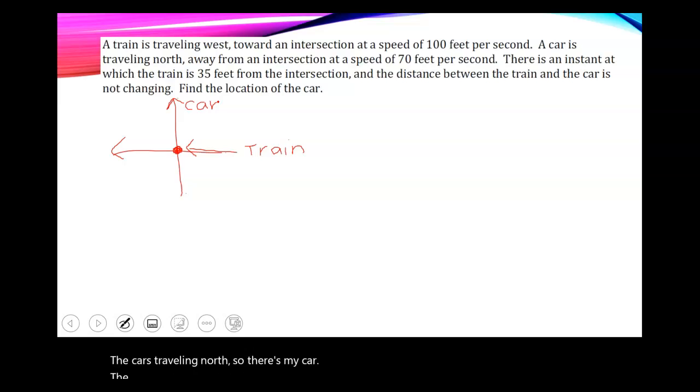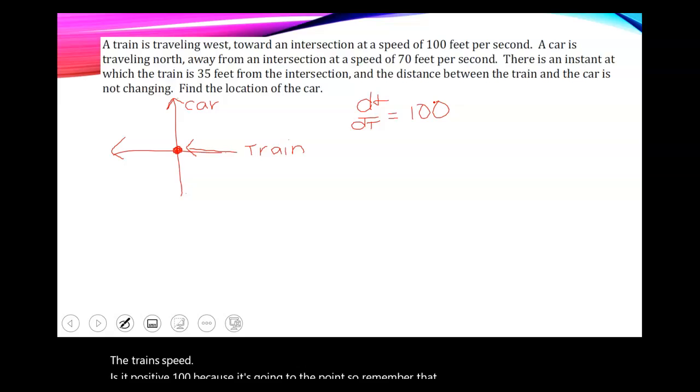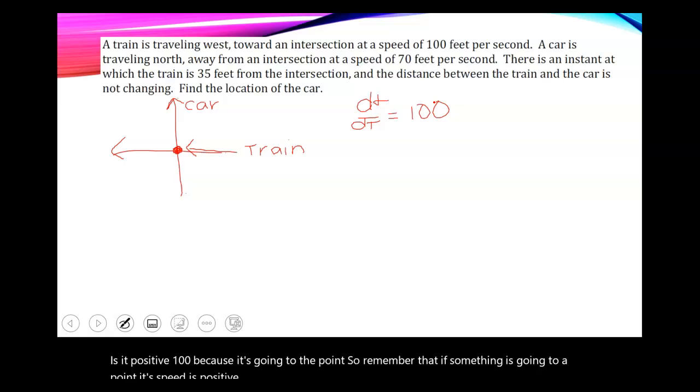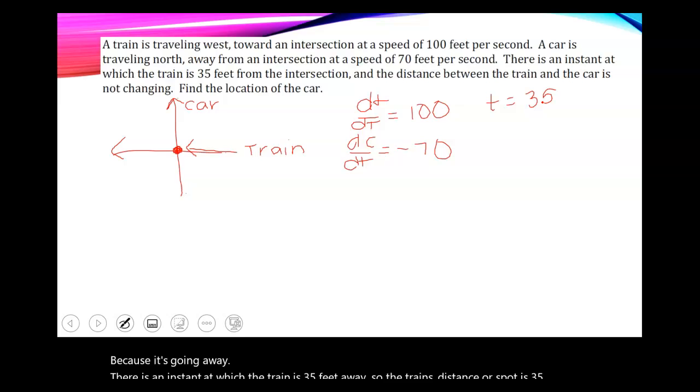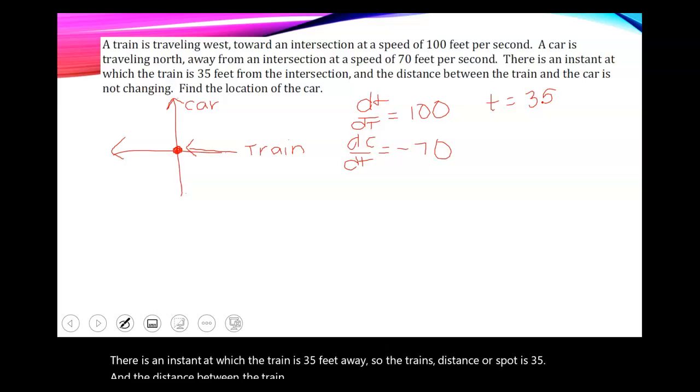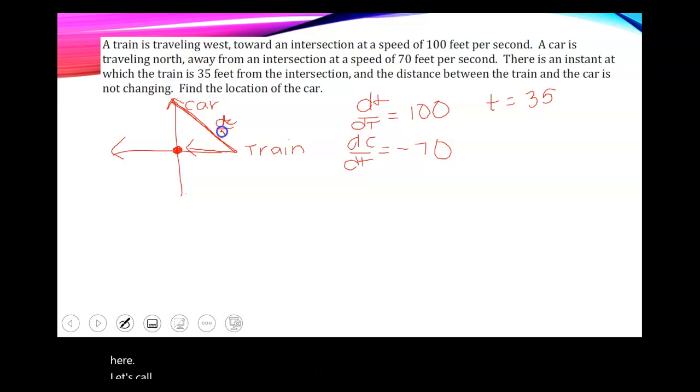The train's speed is a positive 100 because it's going to the point. So remember that as something is going to a point, its speed is positive. The car is going away from the intersection, so dc/dt of the car is negative 70 because it's going away. There's an instant at which the train is 35 feet away, so the train's distance is 35. And the distance between the train and the car is not changing. So that means that this distance here, let's call it dz/dt, is what? Zero. Yeah, the rate of change is zero.